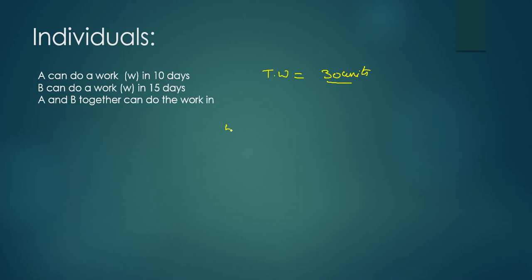Simple, work divided by work done per day. This is what we have to find. What is the total work we assumed? 30. Now A takes how many days to complete 30 units? 10 days. In 10 days A is doing 30 units. Per day A will do how many units? 3 units per day. That is nothing but 30 by 10. So per day A is doing 3 units.